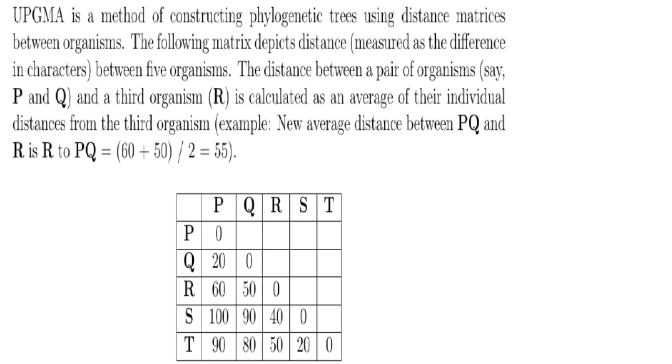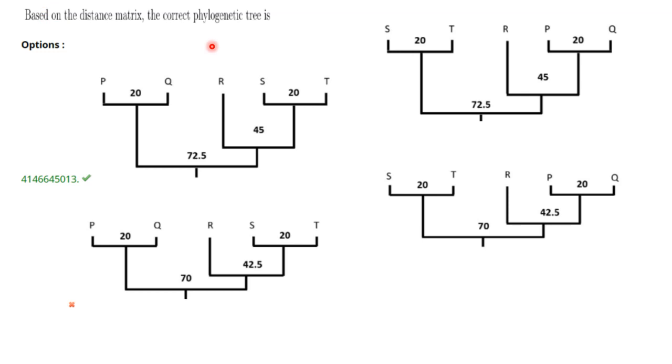Now I have done how to construct the phylogenetic tree using the UPGMA method in the next slide. Now based on the distance matrix, the correct phylogenetic tree is, this is what they have asked in the question. We will construct the phylogenetic tree using the data given. So here is the first data that they have given. I have pasted it again over here. First, identify the organisms with the fewest differences between them. So PQ and ST.